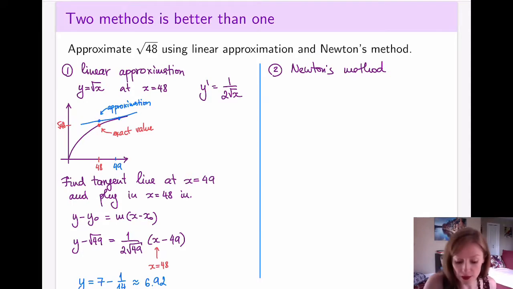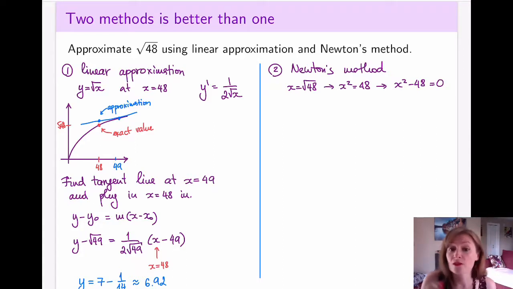For Newton's method, the very first step is to take the corresponding value that you're trying to approximate and turn that into a function for whom this is the x-intercept. So I'm going to square both sides first of all, and then move everything over to one side. And now I've taken my value that I'm trying to approximate and turned it into a function f of x whose solution, whose x-intercept I'm actually interested in.